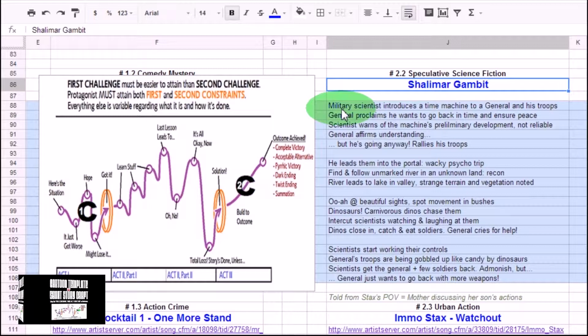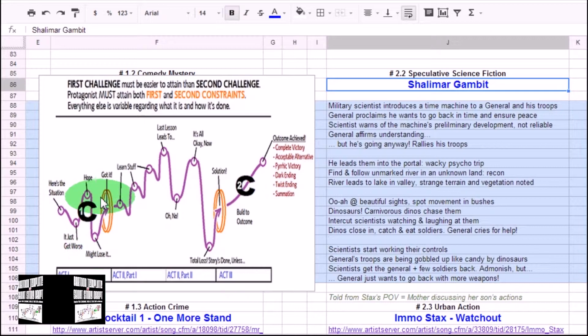The story will begin with the situation as a military scientist introduces a time machine to a general and his troops. The general proclaims that he wants to go back in time and ensure peace. Yeah, that's not so good. Scientists warn that the machine is in preliminary development and it's not exactly reliable, so there's hope that they'll not do something stupid. The general affirms this understanding.